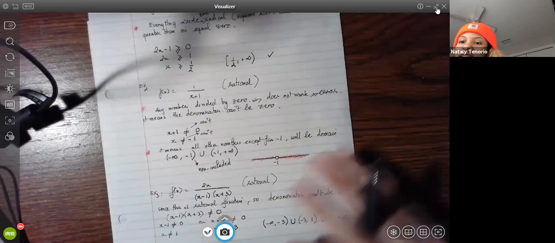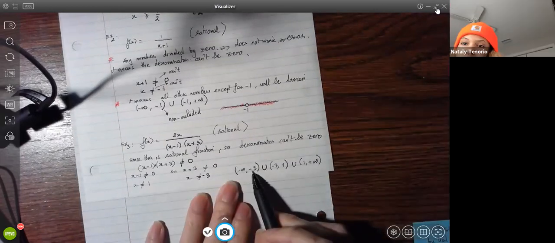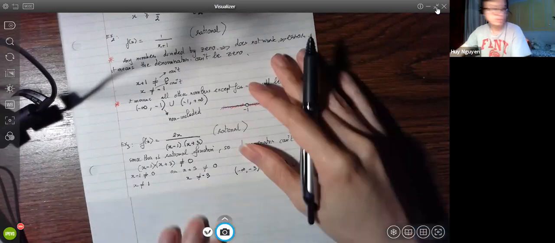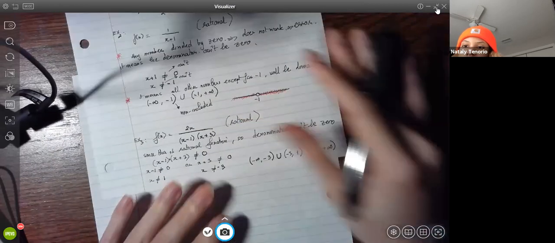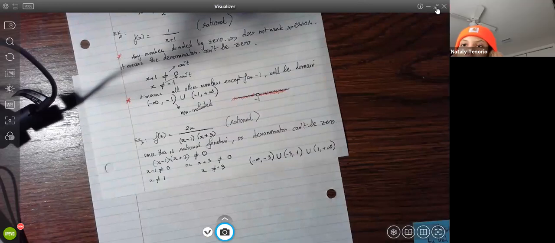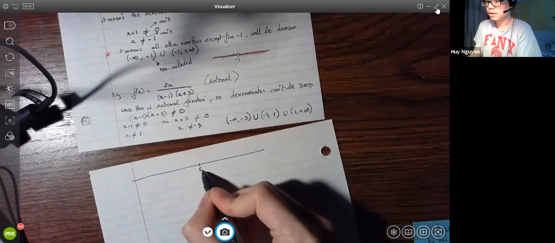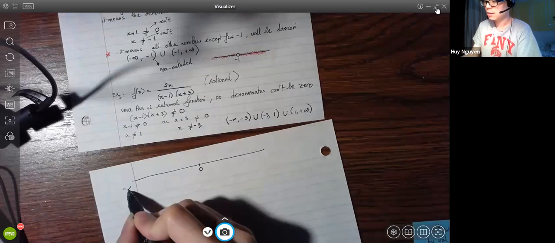I have a question. Yes, go ahead. When do we put negative infinity? When the number is negative? Because on the left hand side of the number line, it's always negative infinity. The number line is like this: 0 right here, negative infinity here, positive infinity here.